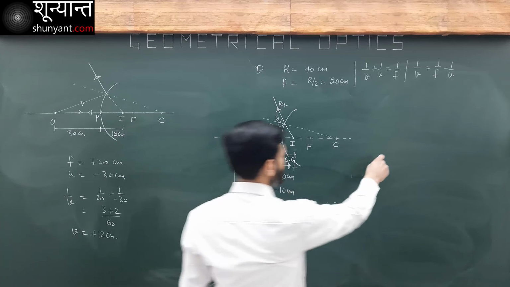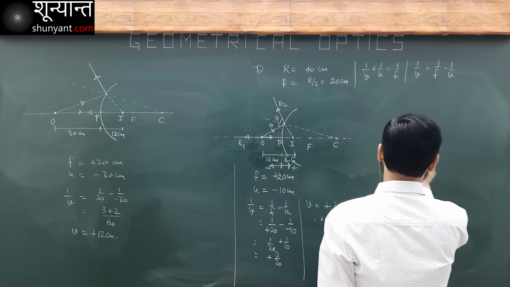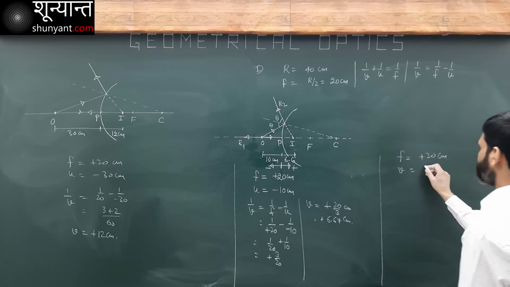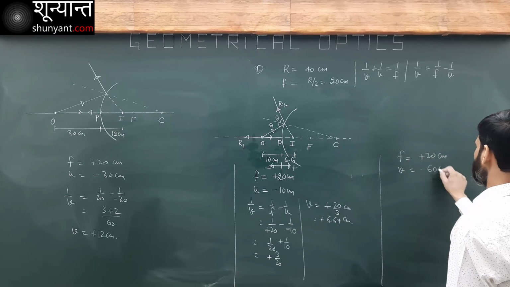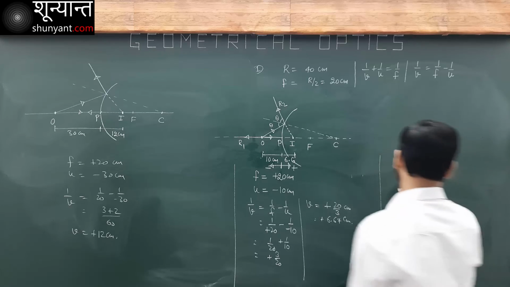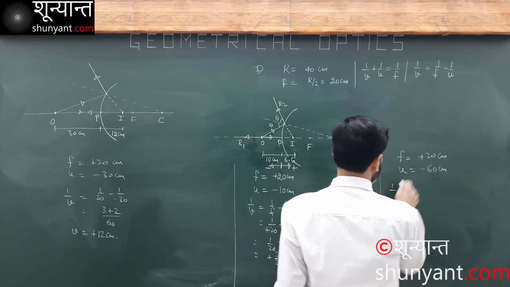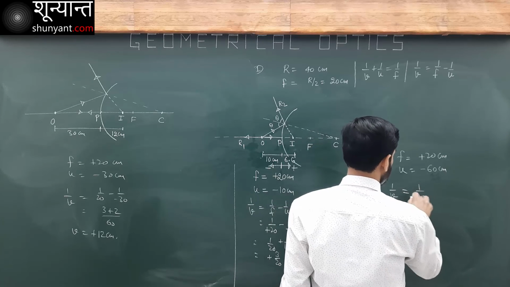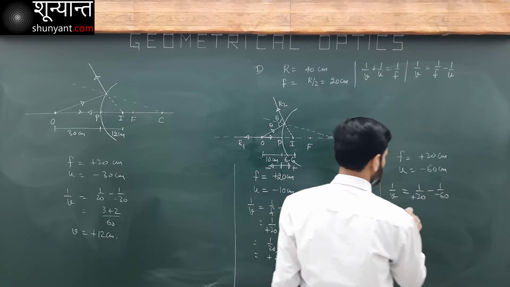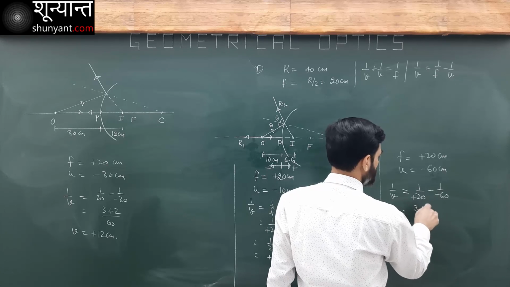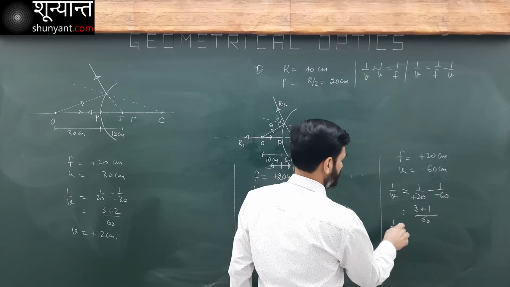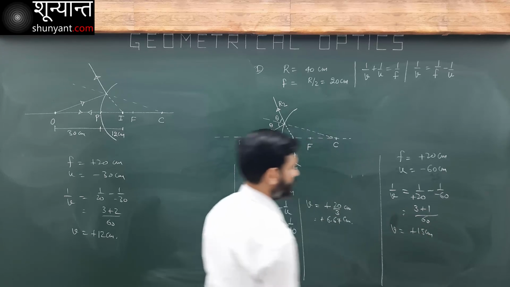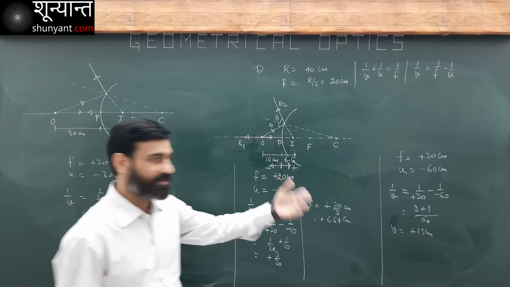U is minus 60. Okay. So F is plus 20 centimeter, and U is minus 60 centimeter. Let's see what we get. So 1 over V is 1 over 20 minus 1 over minus 60. This is 60 here, this is 3 plus 1. So this V becomes plus 15 centimeter. Plus 15. Again, it is moving towards the focus.